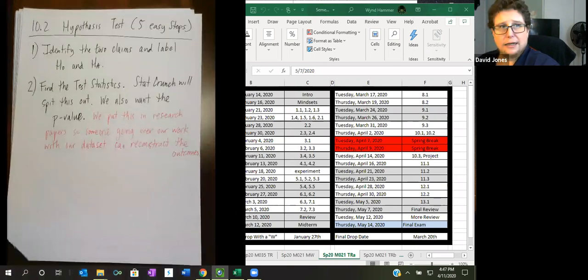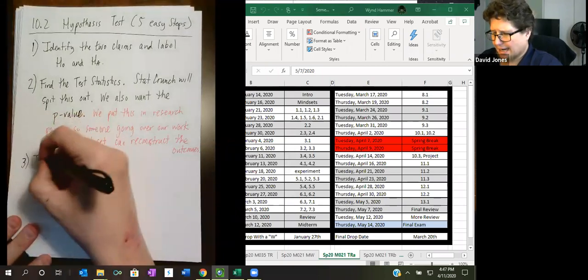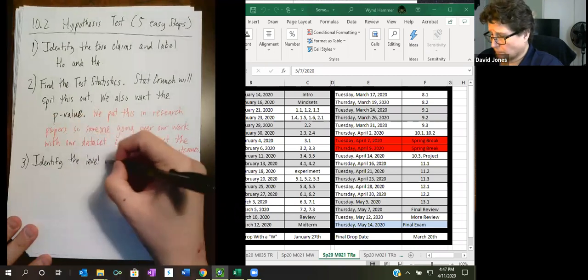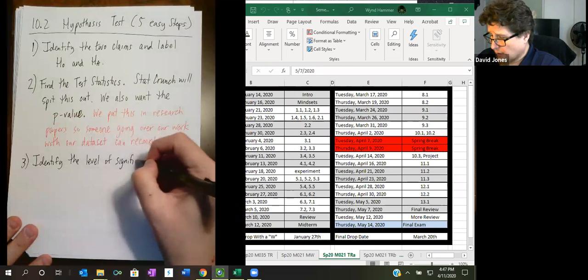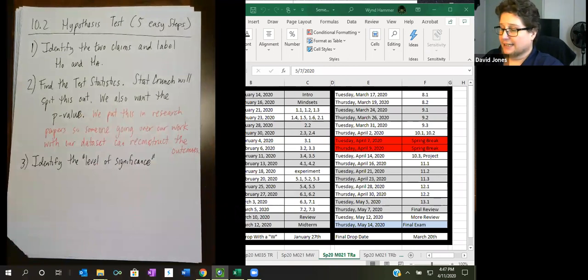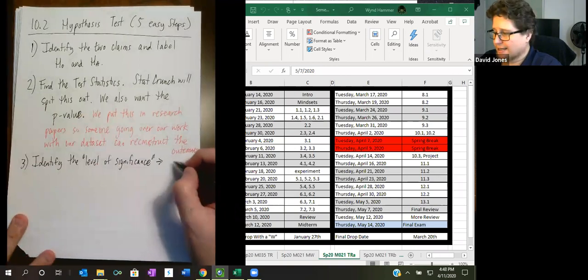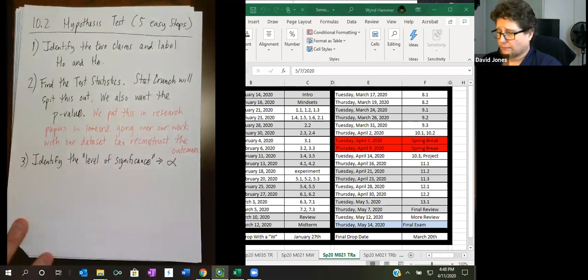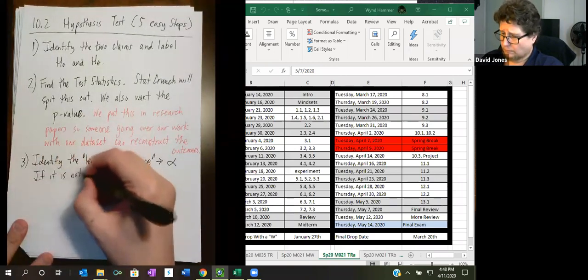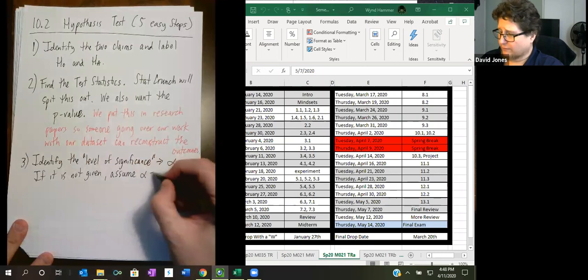Okay. Step 3, identify the level of significance. You will see this a lot. That is a phrase, the level of significance. And compared to our different outcomes earlier, this is alpha. If it is not given, assume alpha equals 0.05.